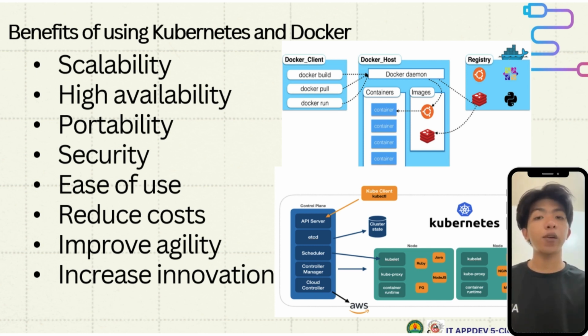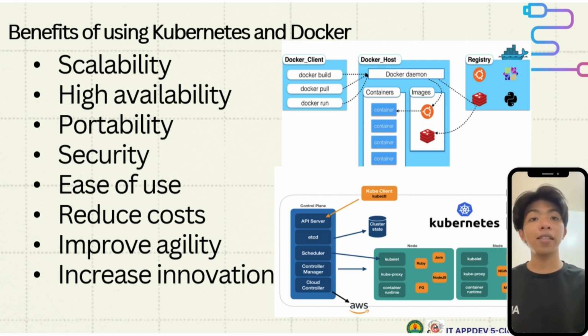So number 3 is portability. Docker facilitates the creation of portable containers that encapsulate applications and their dependencies into a single container, sabi nga kanina. While Kubernetes orchestrates these containers across different environments, ensuring consistent deployment and management for seamless portability across various infrastructure. So sa security naman, 4.